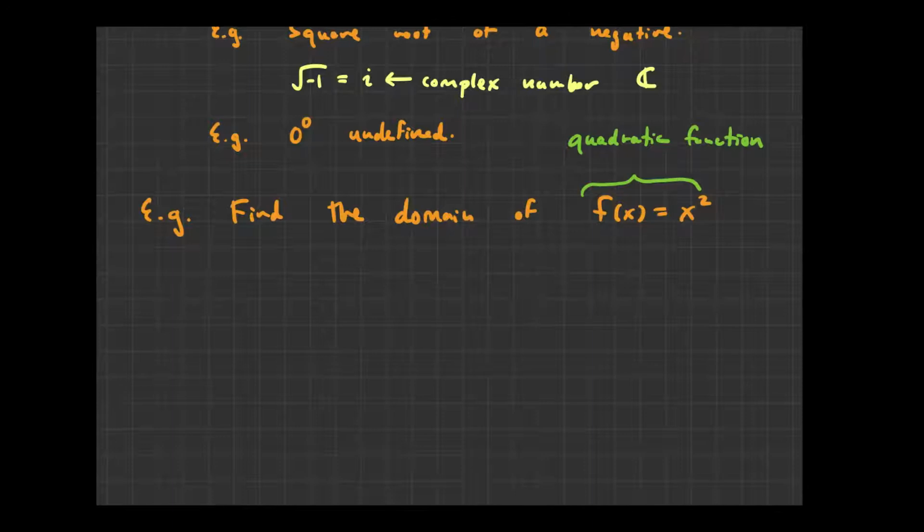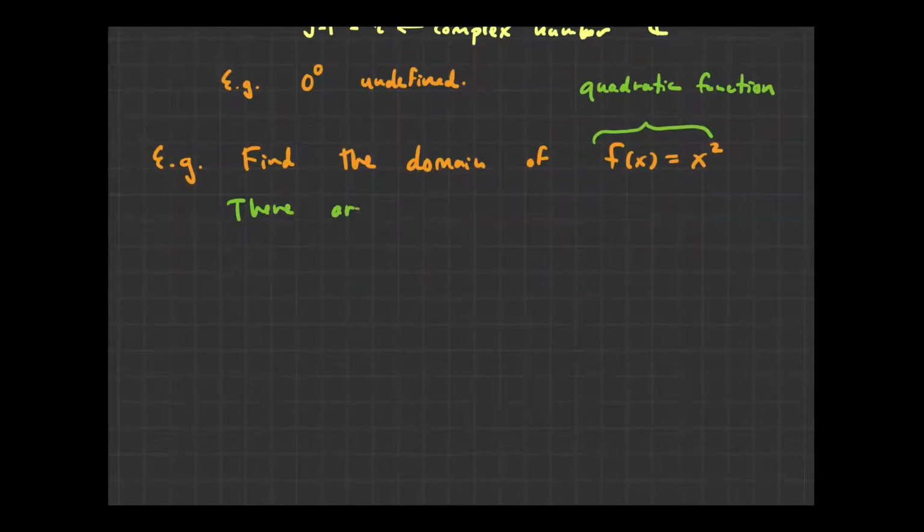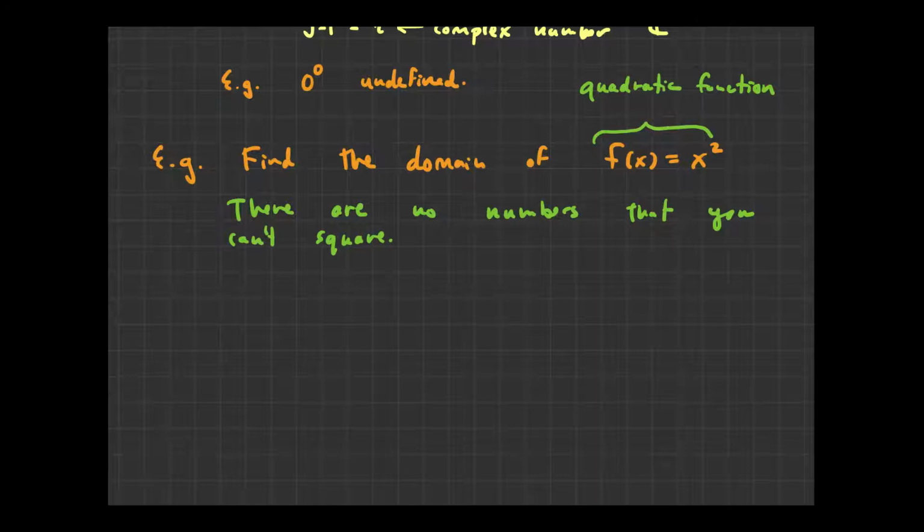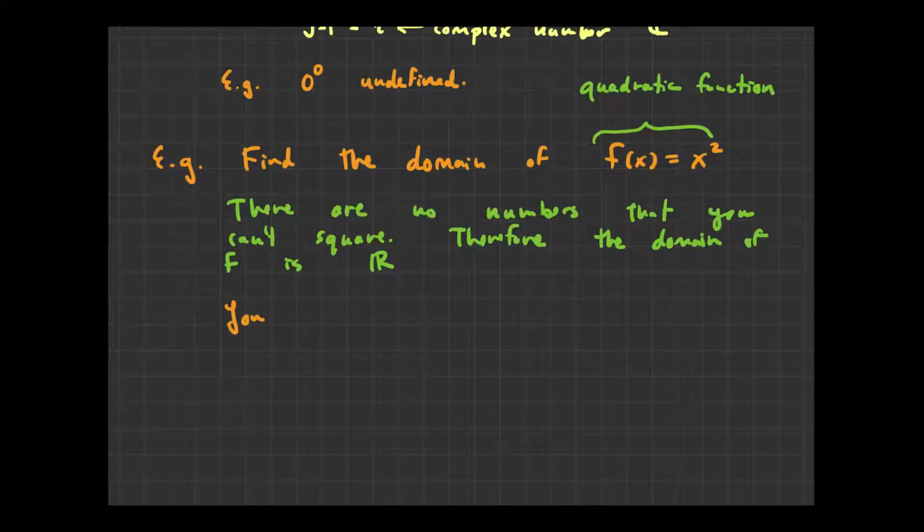So in this case, there are no numbers that you can't square. Okay, there's no numbers that you can't square. Therefore, the domain of f is R, so R being the set of real numbers. Another way you could express the domain, you could also write the interval from negative infinity to positive infinity. Okay, so that's another way of writing it. So that's just saying, okay, any number between negative infinity and positive infinity is fine.